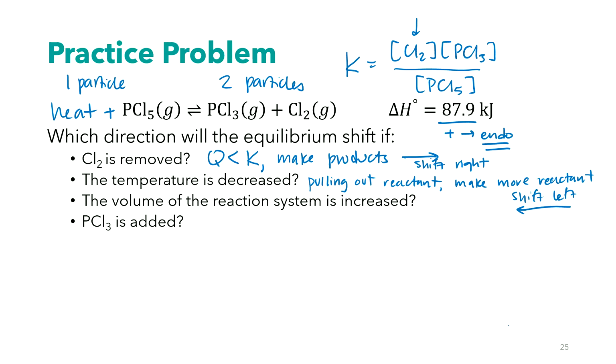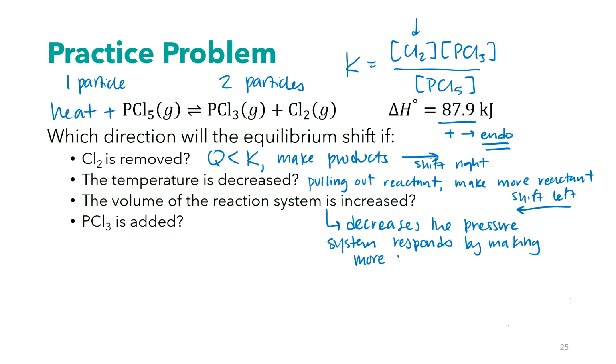All right? If I change the volume of the reaction, if I increase it, I've increased the volume of the reaction, that decreases the pressure, and the system responds by making more moles. So then you look at your reaction and you say, which side has more moles? My products have more moles. I have 2 instead of 1. So this would also be a shift right. I would make more product.